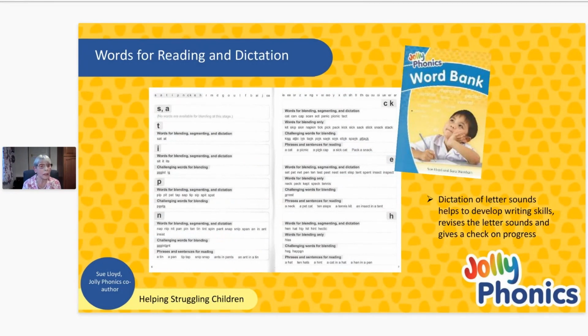So if you come into class and you're going to do a new letter sound, you can put some words on the board, or if you're revising the ones you've done already, put some words on the board. You've got your little book, you get it out, and it gives you a lot of information. Words that are suitable for blending, words suitable for segmenting and dictation. So the tools at your fingertips.